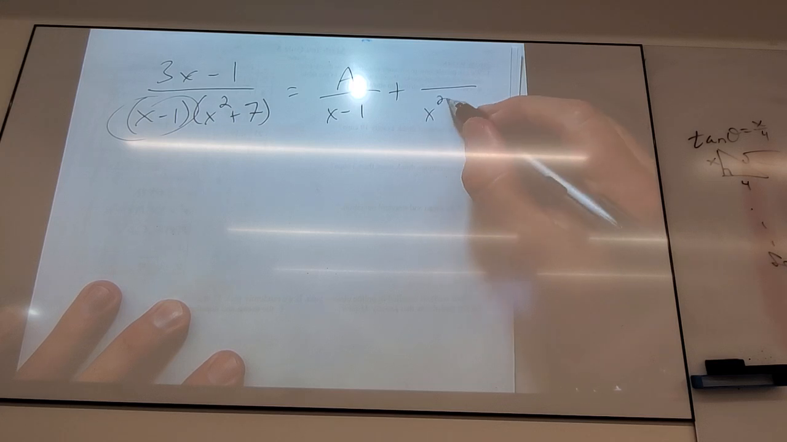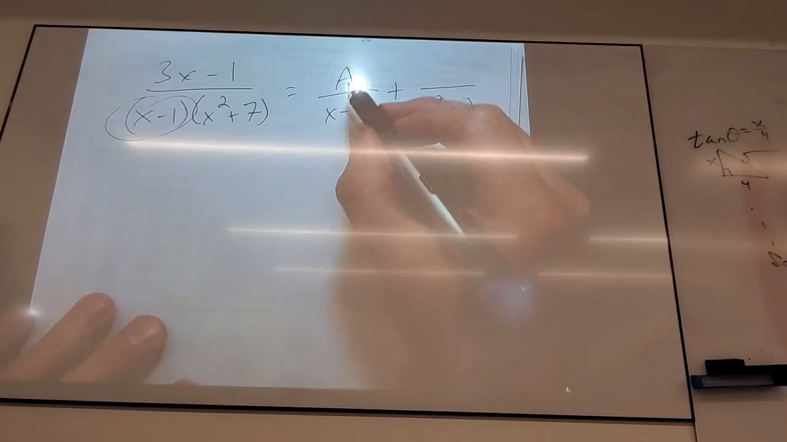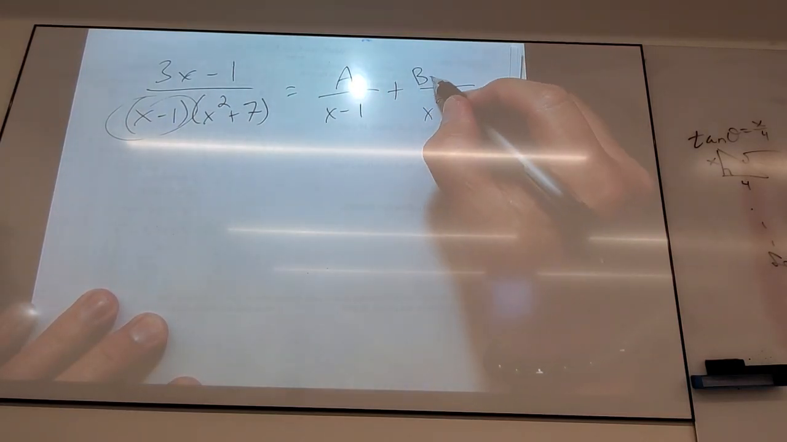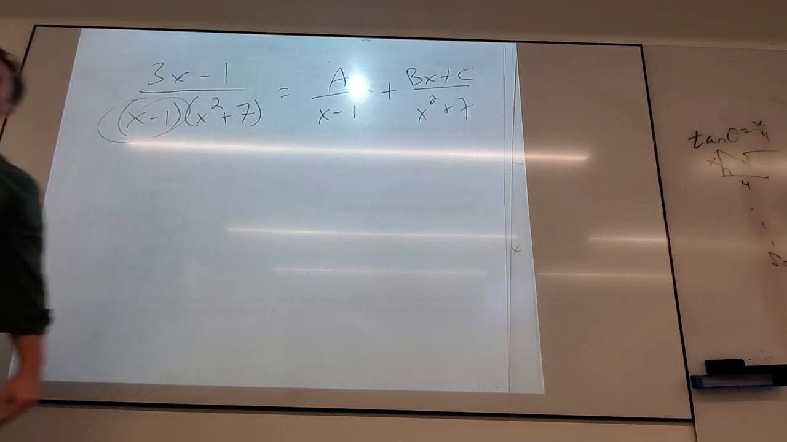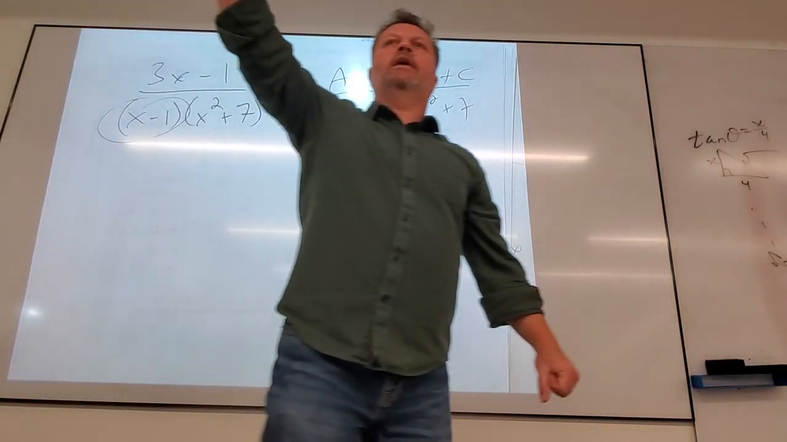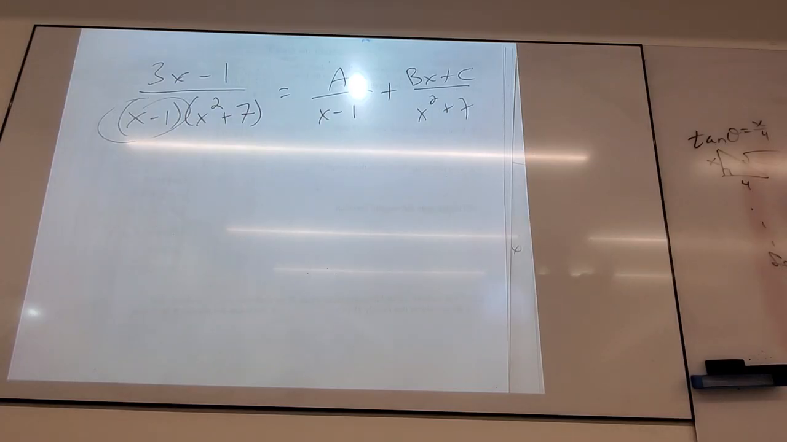For this one, x squared plus 7, what kind of degree expression do I need on top of it? A first, first degree. I need a linear, an mx plus b kind of situation. So let's use what two letters next? Yeah, bx plus c. So if it was x cubed plus 7, I would have had bx squared plus cx plus d. The most general second degree piece would go on top of a third degree piece.